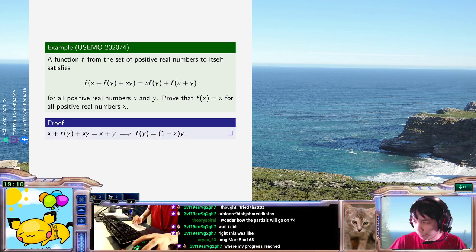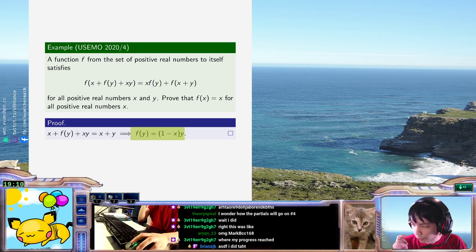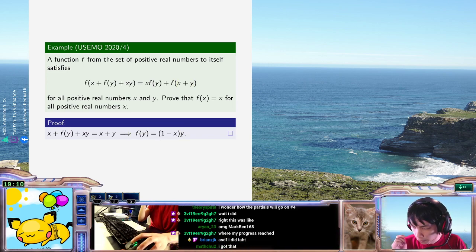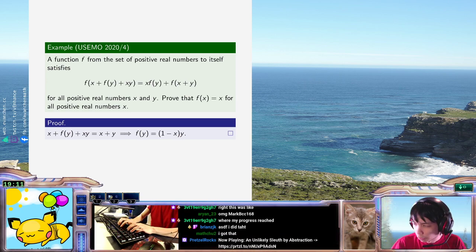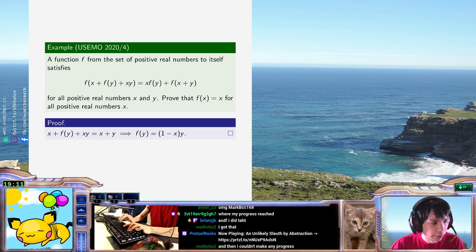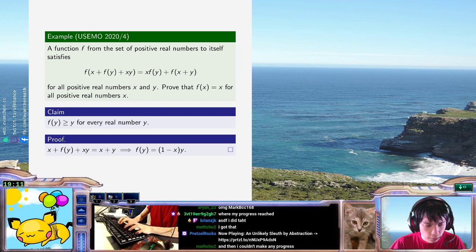So this is what happens if I try to set this guy equal to this guy. And you notice that actually in this case, it's going to be a contradiction type thing. Like we want this to never be equal. So for this to be unequal for all f, that means we actually want f(y) to always be at least y for every real number y. Cool. So yeah, f(y) is at least y.